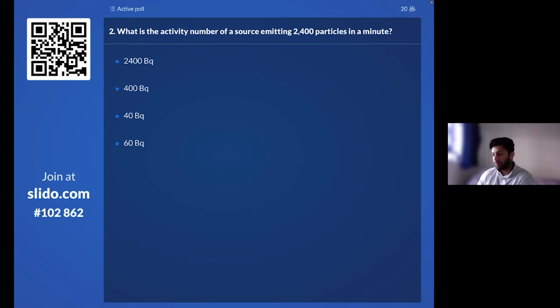Okay, so 20 responses, which is not great. I think I'll wait for at least 30. Surely we can get to 30, guys. Okay, so what is the activity of a source emitting 2,400 particles in a single minute? Will it be 2,400 Becquerel, 400 Becquerel, 40 Becquerel, or 60 Becquerel?